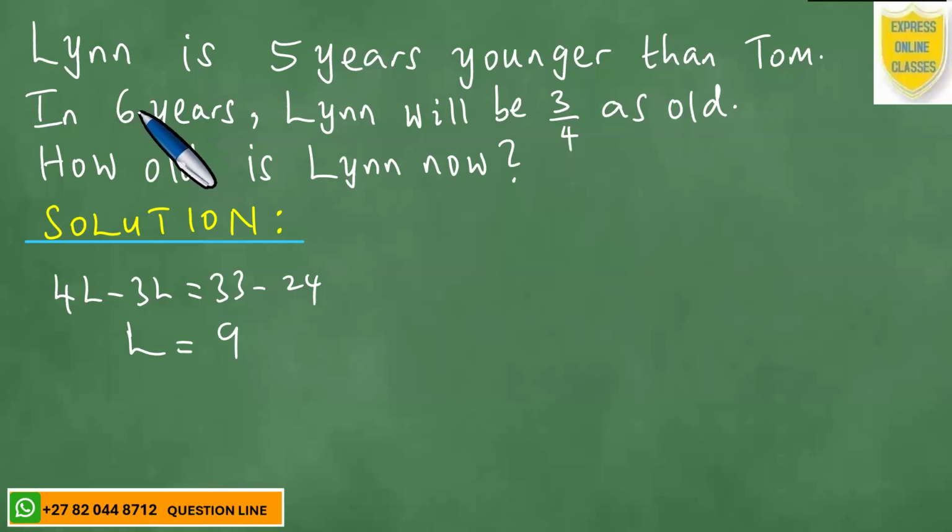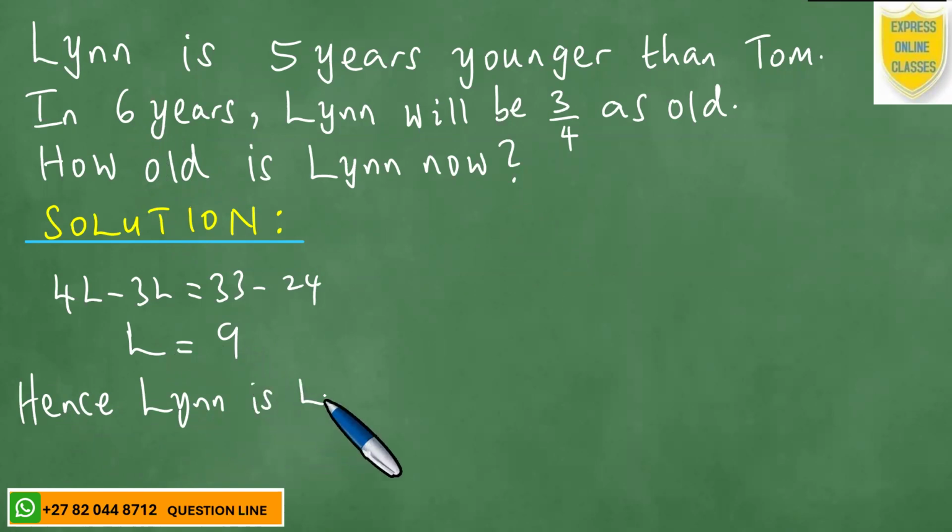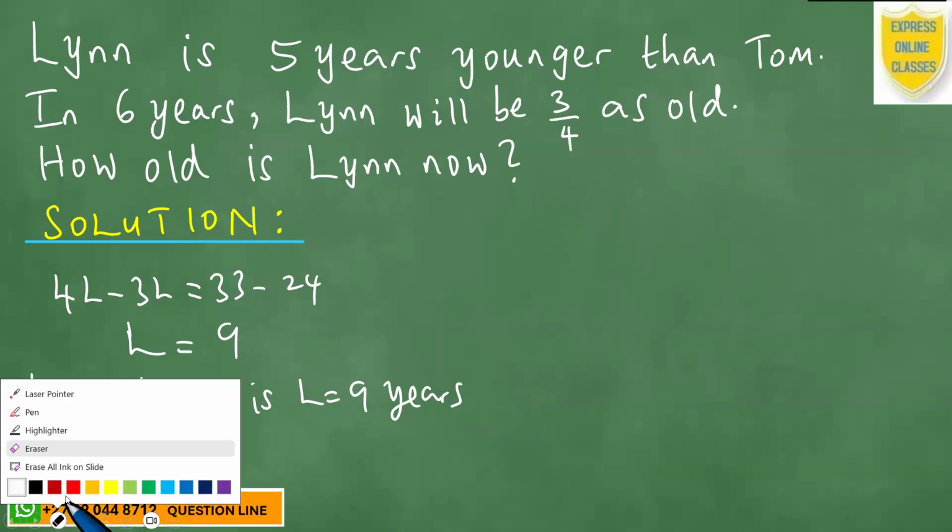So obviously, in this case, how old is Lynn now? It means Lynn's age is exactly 9. Hence, L equals 9 years old. So Lynn is 9 years old.